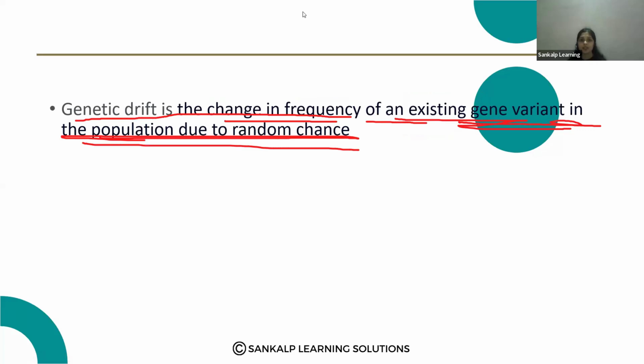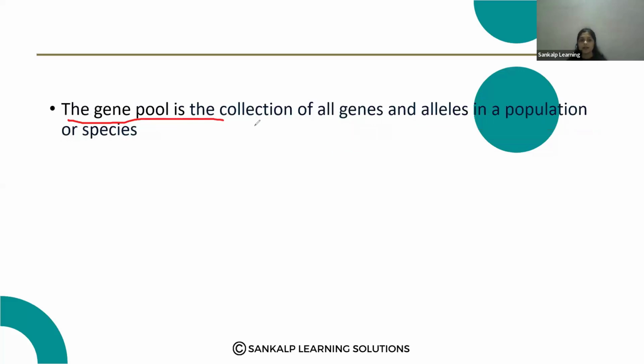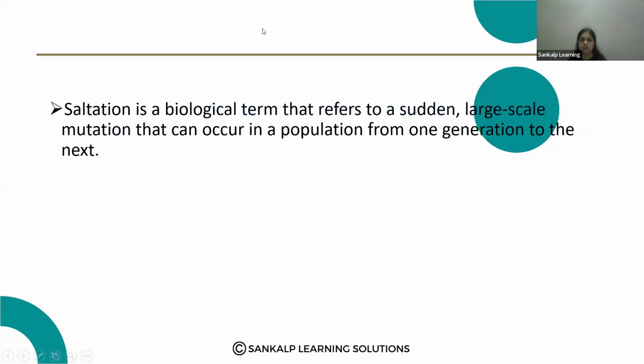The gene pool. What is gene pool? The gene pool is the collection of all genes and alleles in a population of a species. The gene pool refers to the collection of all the genes and alleles in a population of a particular species. Next question. What is saltation?